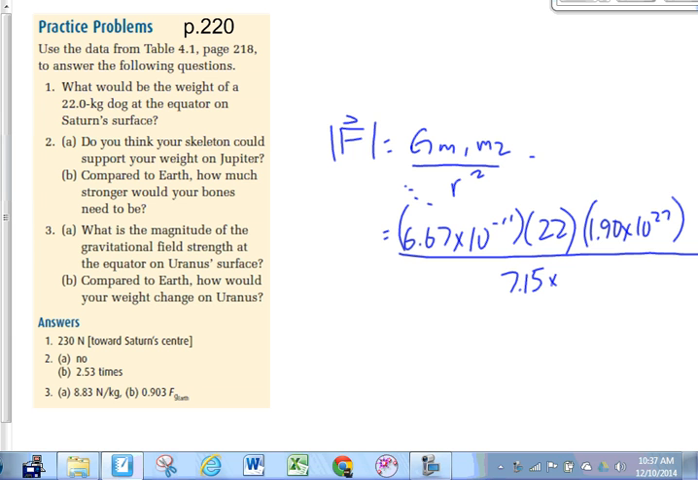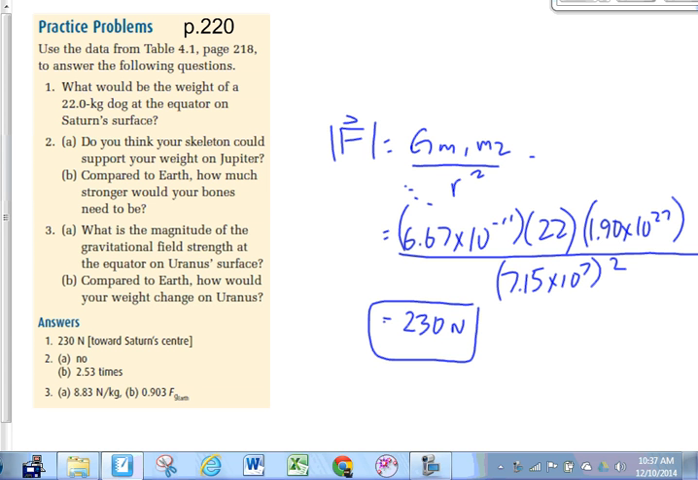Remember that R doesn't stand for radius. R stands for distance from the center of the object to wherever. Okay, but if you're looking at the surface of Saturn, then the distance from the center of Saturn to the surface is the radius as well. So that's what we're looking for there. Don't forget to square that. If you do the math there, not forgetting to square that distance, we should end up getting 230 newtons. Interestingly, the dog on Earth would weigh almost as much, about 220 newtons.